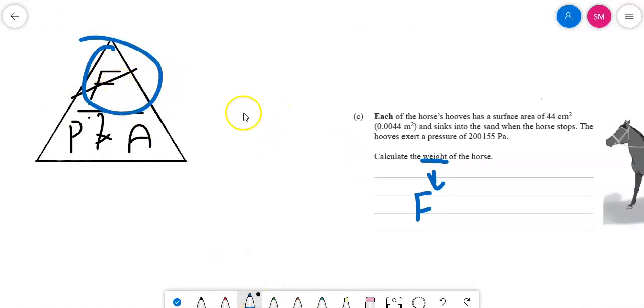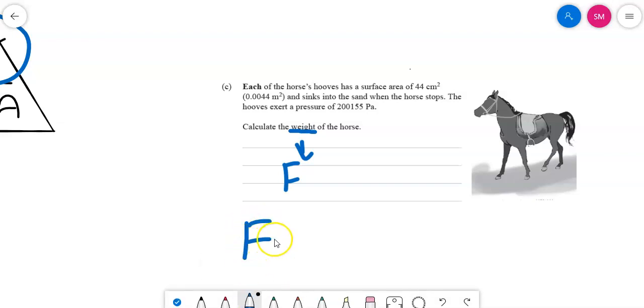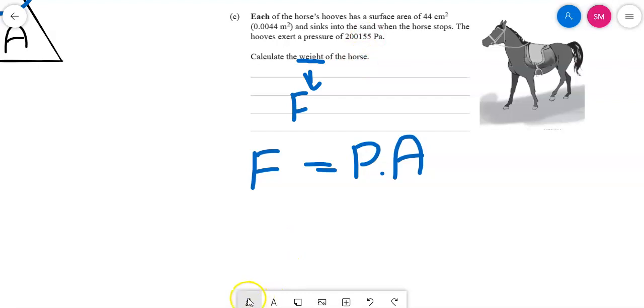So to find out which formula we're going to use, we would use this formula triangle. We would hold our finger over F, and then we'll end up with P times A. So the formula that we need to use for this question is F equals P times A. Now we know the pressure, so that's great. So pressure equals 200,155. Now the area is a slightly trickier one.